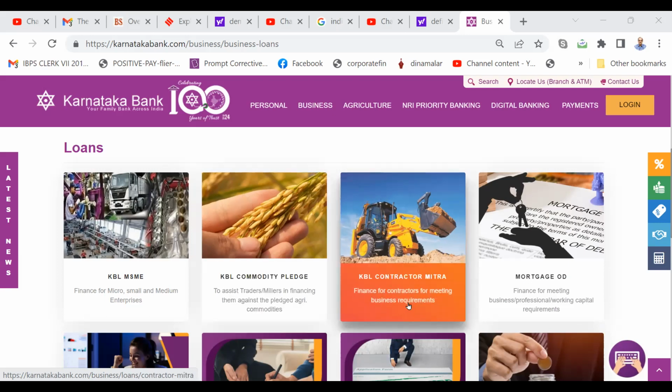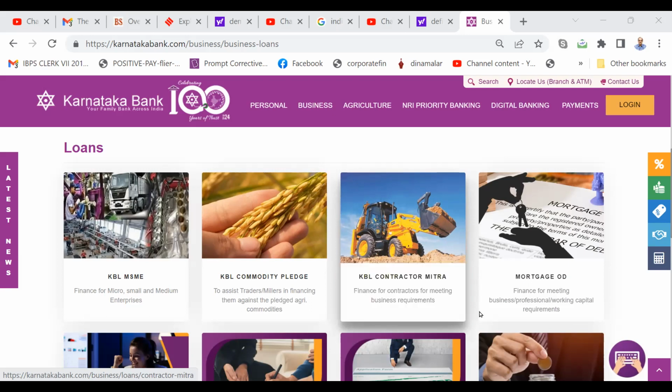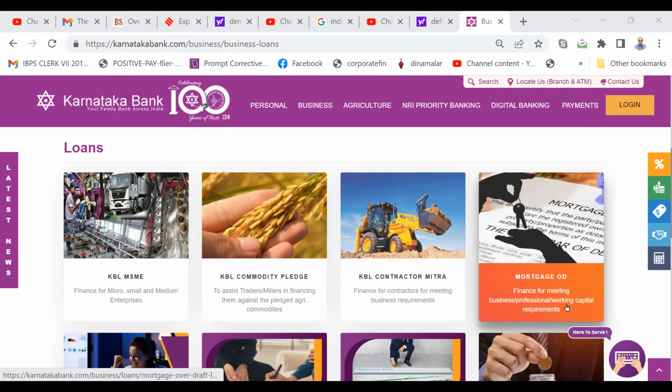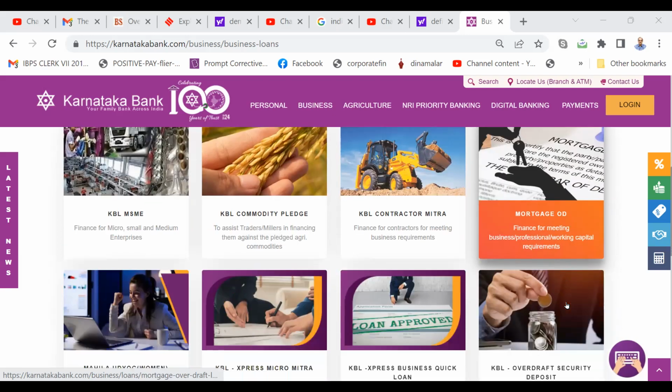Then contractor mitra, finance for contractors for meeting business requirements. Contractors means business requirements what? Buying a tractor, buying a machine like this, then repairing of that, making payment of labor charges, whatever it is. Then banks do give loan against mortgage of land, normally no for land, but for building. Building against mortgage of that.